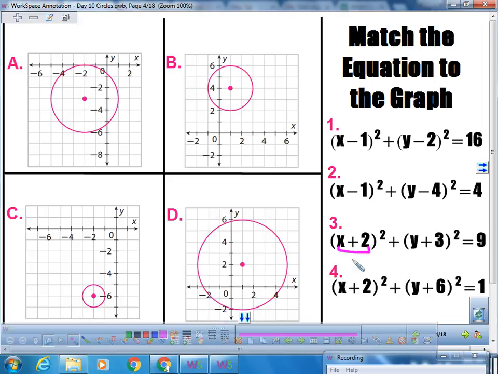So the x is -2, right? The y is -3. Let's check that out. So -2, -3, that's correct. What about this number here? What's that have to do with it?